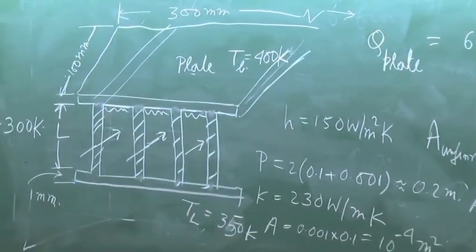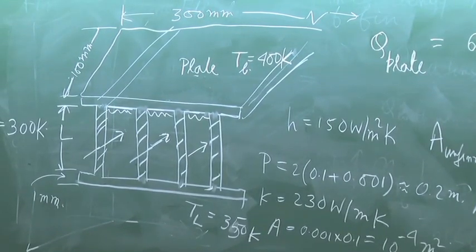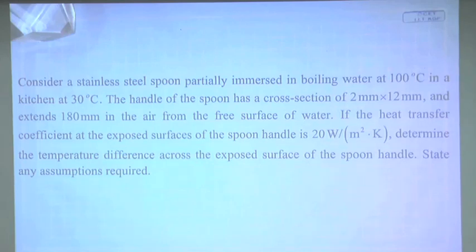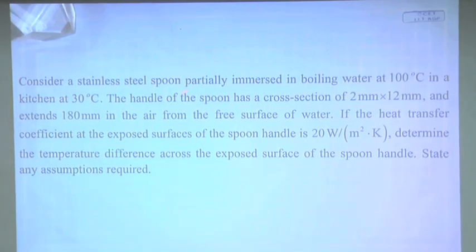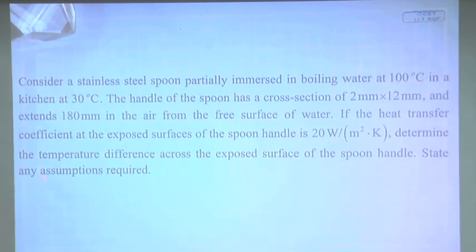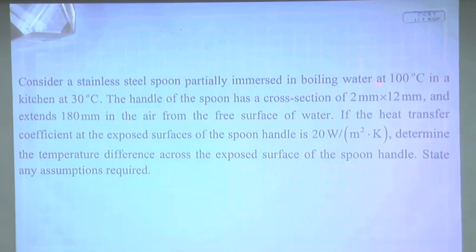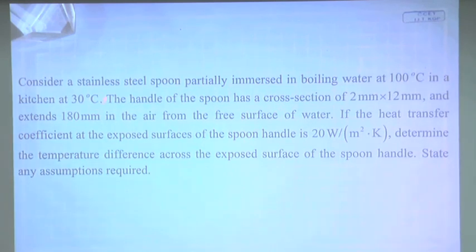Now I will show you some other problems. Consider a stainless steel spoon partially immersed in boiling water at 100 degrees Celsius. Slowly. You may write it in your own language. Time is less, so all the words cannot be written. Or you can, in a kitchen at 30 degrees Celsius. Now immediately you compile in your own language.